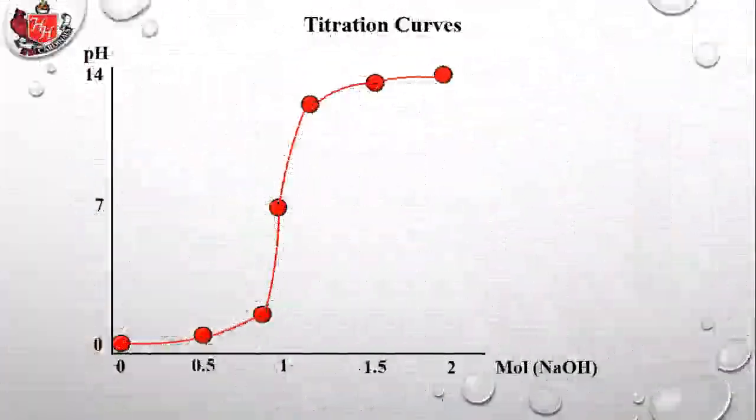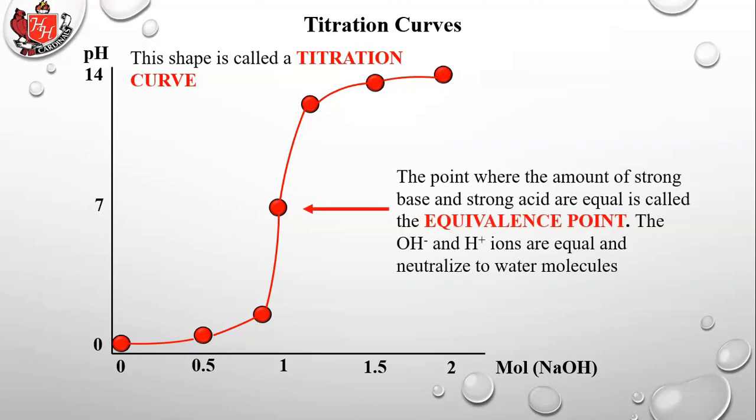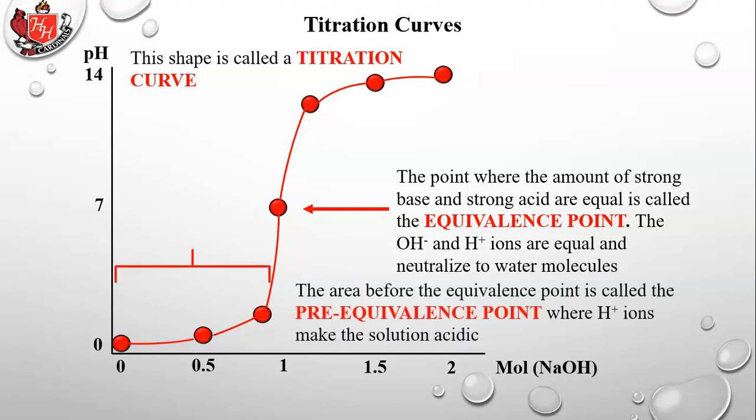Now let's go over some terminology that's used. This is a classic shape of a titration curve, and you saw how it was developed. So this shape is called a titration curve. The point where the amount of strong base and strong acid are equal is called the equivalence point. The OH minus and H+ ions are equal and neutralized to water molecules.